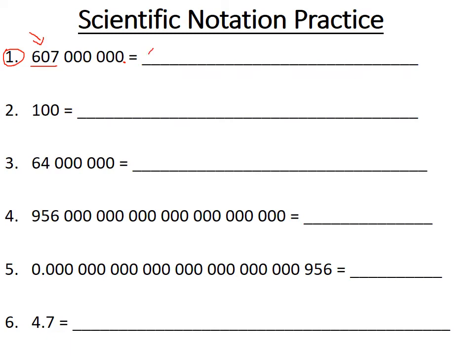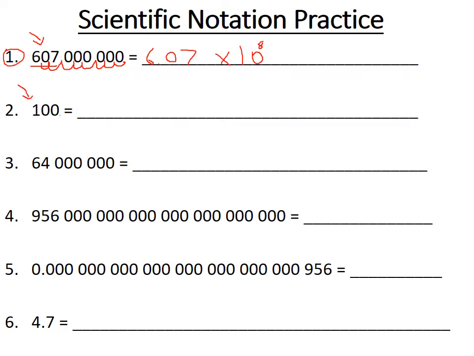So we know that our scientific notation needs to be 6.07 times 10 to the power of something. So I count how many spaces I have to move this decimal point to get to between 6 and 0 there. So I move it 1, 2, 3, 4, 5, 6, 7, 8. 6.07 times 10 to the power of 8. You can try this one over here.